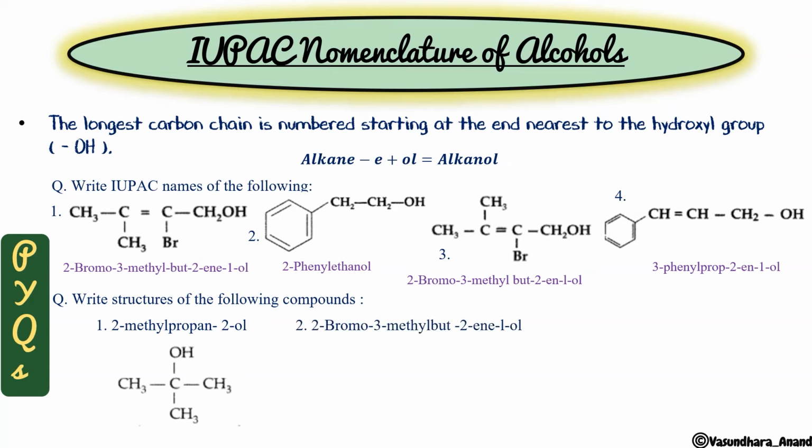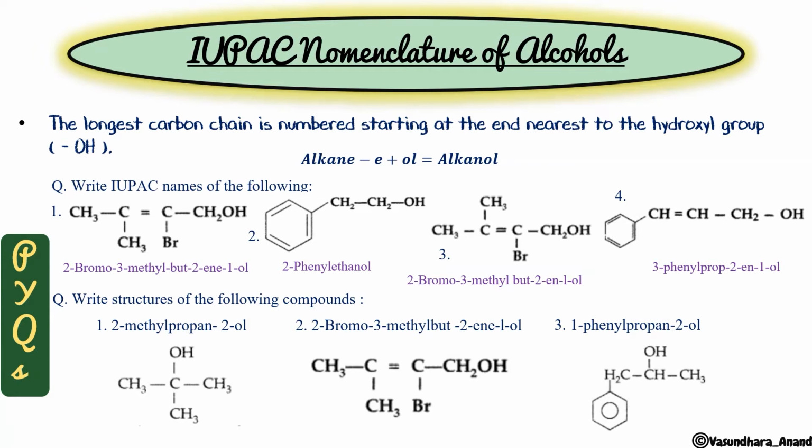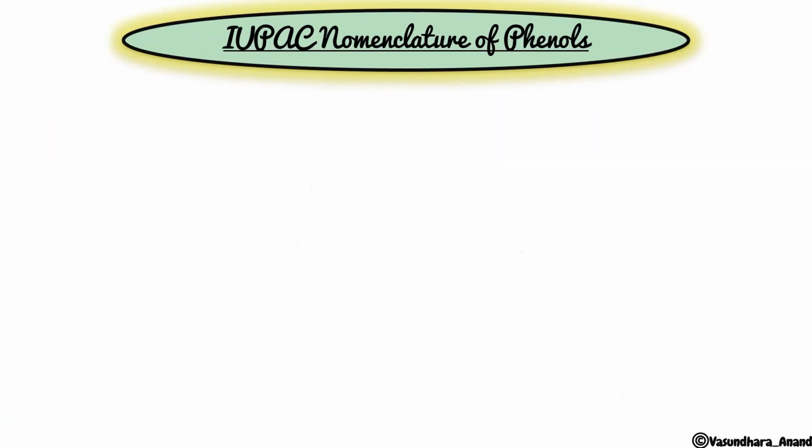Now the next one is 2-bromo-3-methylbut-2-en-1-ol. That means the root word is of 4 carbon. So make the 4 carbons over here, and then bromine at the 2 position and methyl at the 3 position. The double bond should be at the second position, and the OH group at the first position. Another one is 1-phenylpropan-2-ol. That you can easily do. Make it propane, then phenyl at 1 position, and then OH at the second position. Okay.